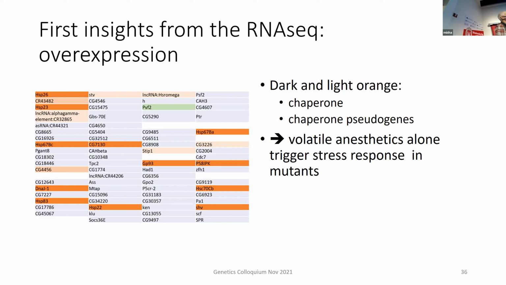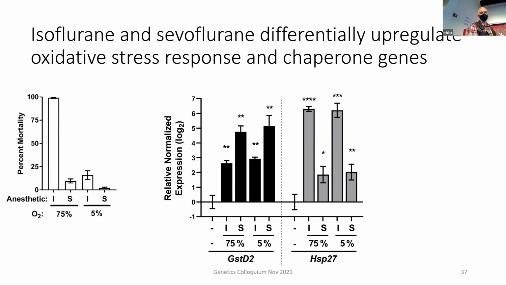And so we found this molecular evidence that volatile anesthetics just on their own cause a stress response without any surgery. The two groups that we have investigated with RT-PCR are the oxidative stress response and chaperones. We've done many more, but for the sake of simplicity, I'm just showing a couple of examples. So the conditions are hyperoxia, isoflurane, sevoflurane, and hypoxia, isoflurane, sevoflurane.